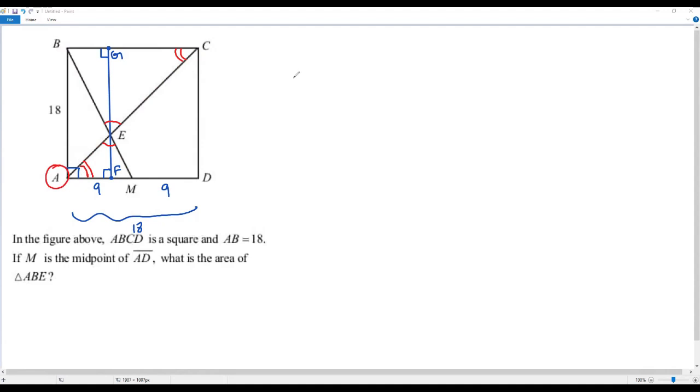Now let me write the similarity statement. First, let me take the vertex A in this triangle. The corresponding vertex in the triangle over here is C, because the interior angle of vertex A over here and the interior angle of vertex C over here are equal. Now let me write the vertex C over here. Now let me take the vertex E in the smaller triangle. The corresponding vertex in the bigger triangle is also the same E, and the third vertex in the smaller triangle is M, and the third vertex in the bigger triangle is B.